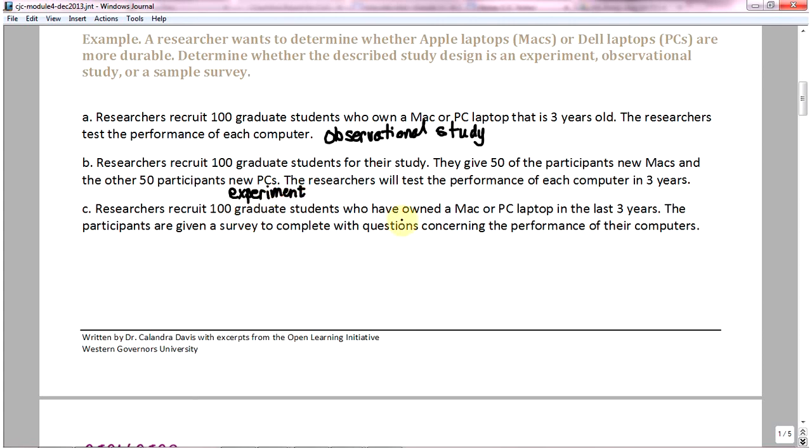Part C, researchers recruit 100 graduate students who have owned a Mac or PC laptop in the last 3 years. The participants are given a survey to complete with questions concerning the performance of their computers. So clearly this is going to be a sample survey because the participants are reporting the value of the variable themselves.